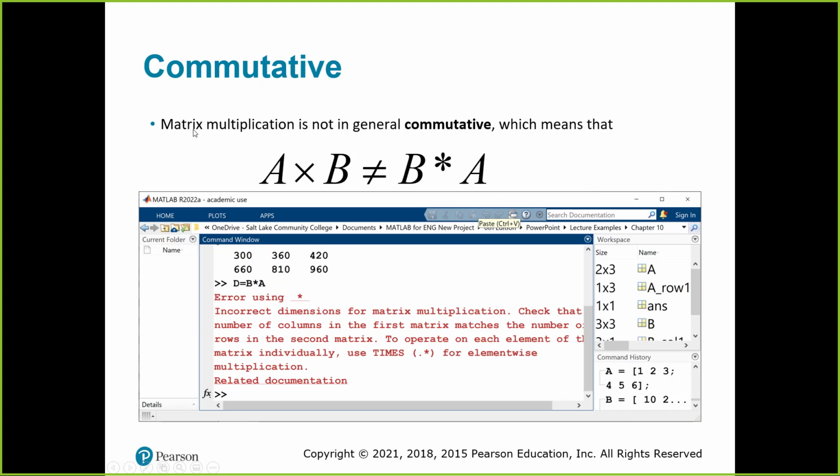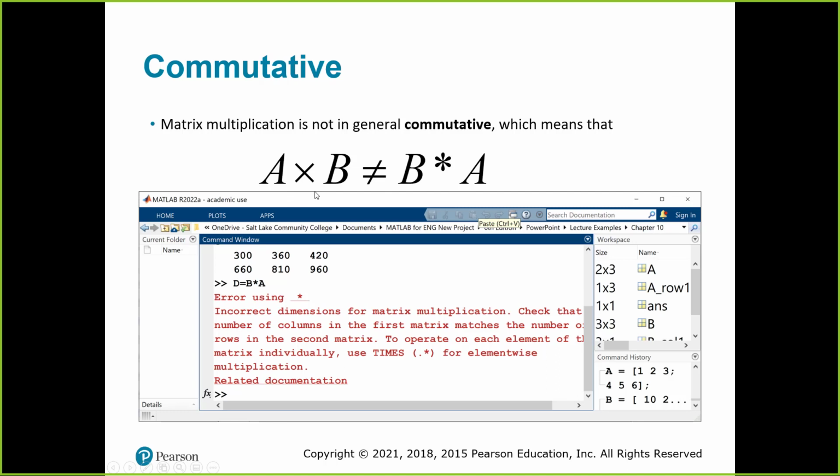So matrix multiplication in general is not commutative. It means that A times B is not equal to B times A. They're not the same, because if you have a 3 by 4 and a 4 by 2, the center numbers would work, but if you flipped them around the other way, then they wouldn't work. There is one case where you can, and that's if you're multiplying square matrices. If they're the same size, both 3 by 3 or both 4 by 4, then you can multiply in either order.